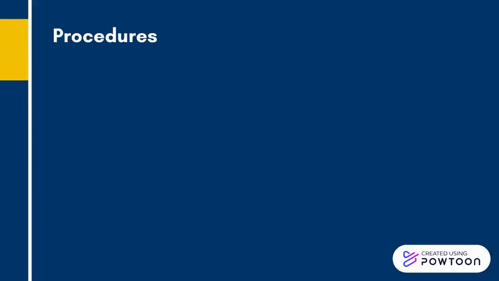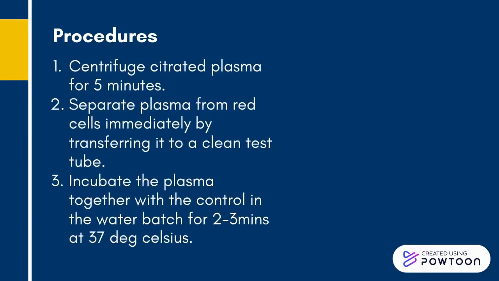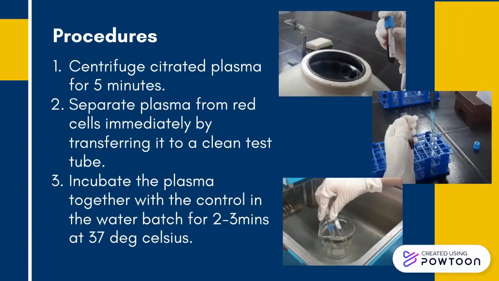To determine the prothrombin time, we need citrated plasma, which may be obtained through the centrifugation of citrated blood for 5 minutes. Afterwards, the plasma should immediately be separated from the red cells by transferring it to a clean test tube. This is then to be incubated together with the control plasma in the water bath for 2 to 3 minutes at 37 degrees Celsius.